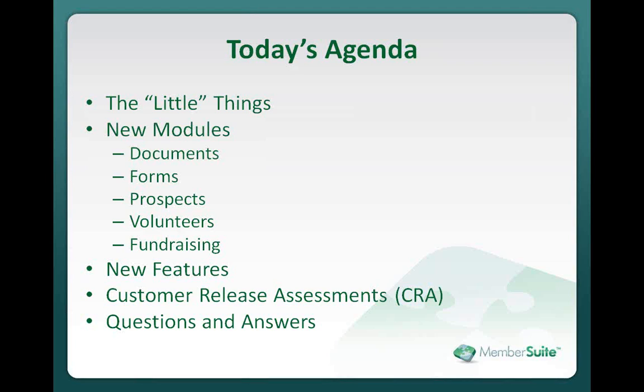Then we'd like to talk about the new modules. These are the big pieces of functionality we've added to the product. We're going to highlight documents, forms, and prospects, and also talk a little bit about volunteers and fundraising if we have the time. And then we want to talk about the new features. So these aren't new modules, but these are things we've added to existing modules based on your requests, the things that you said that you wanted to see in the product. So we're going to go through those.